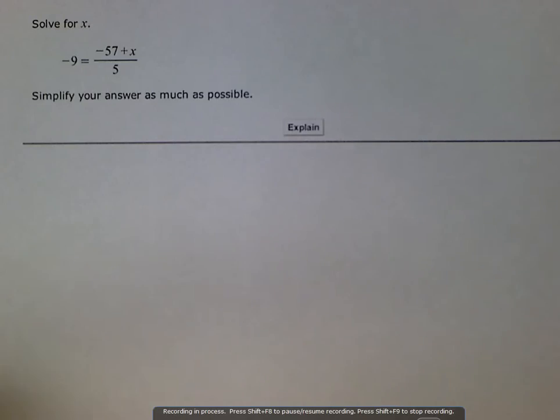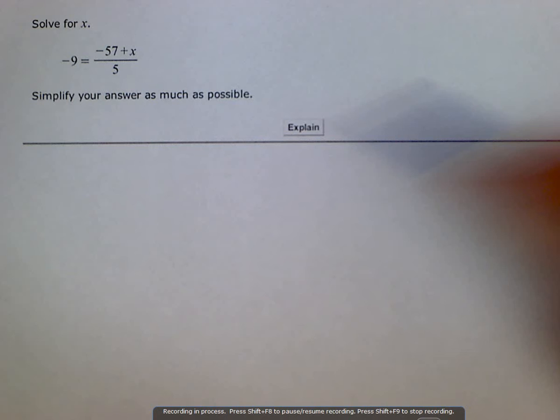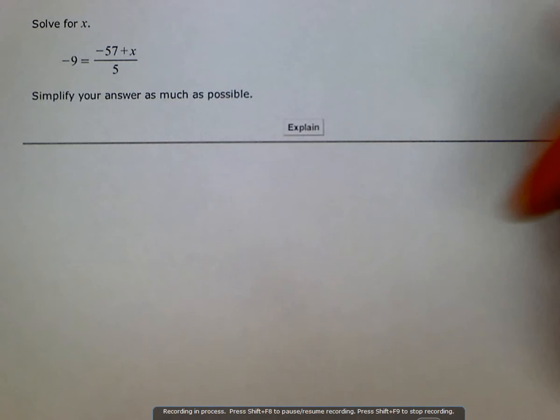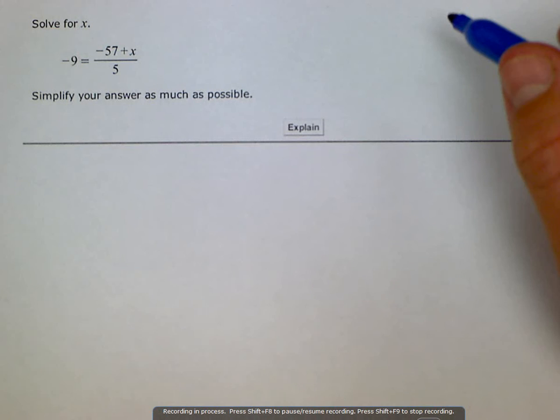So here we have a multi-step equation. We want to solve for x. First thing we want to do on any equation, we simplify both sides of the equal sign, or simplify both sides of the equation. We can do that by doing operations and combining like terms. Then we want to use opposite operations to move things around and isolate the variable.